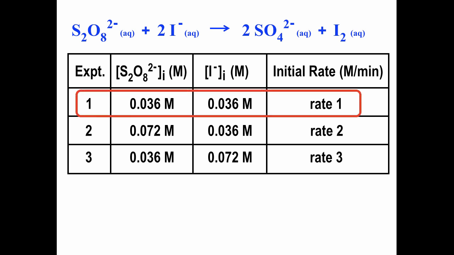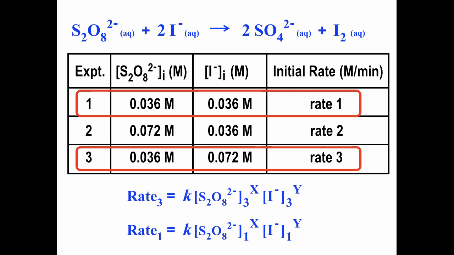Now, to get the other order, we compare reactions 1 and 3, noting that S2O8 concentration is the same in experiments 1 and 3 and doubled in I- concentration from experiments 1 to 3. So once again, we do a ratio of rate laws, but this time a ratio of rate law for experiment 3 to rate law for experiment 1. We divide, k's will cancel, S2O8 to the x will cancel, and then we'll have the I- ratio, which is 2 to 1, to the y power equals the rate ratio.